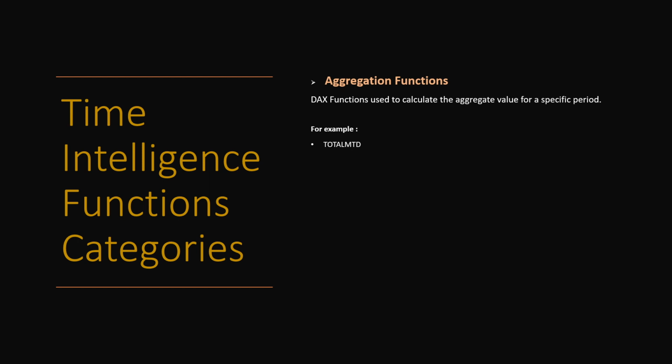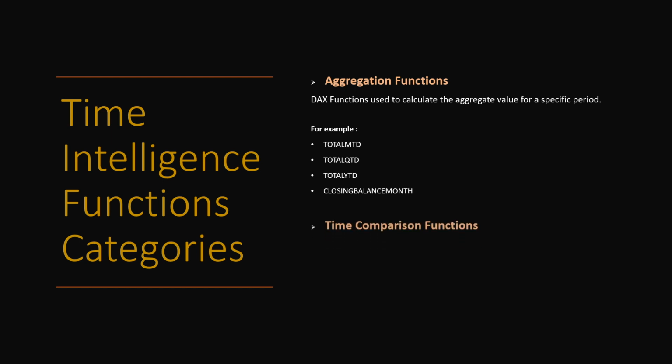So we have the TOTALMTD function, the TOTALQTD function, where we calculate the quarter to date values, similarly year to date values. We have CLOSINGBALANCEMONTH, where we calculate the closing balance for a particular month. These are a few examples which we'll cover in detail.